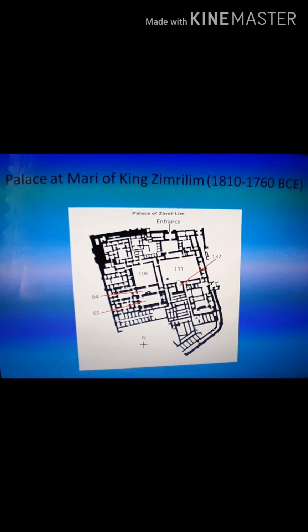In this slide, you can see the architectural plan of the palace at Mari, and this palace belonged to King Zimrilim, who reigned in Mari between 1810 to 1760 BCE. It is said that it covered an area of about 2.4 hectares, and it was a sprawling structure having, just imagine, 260 rooms in this entire area.